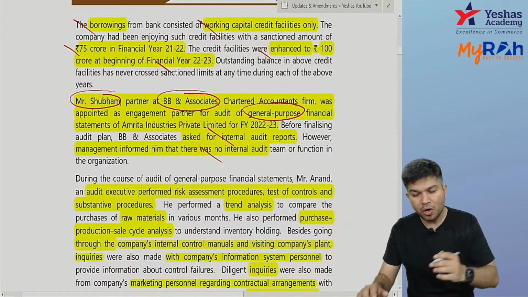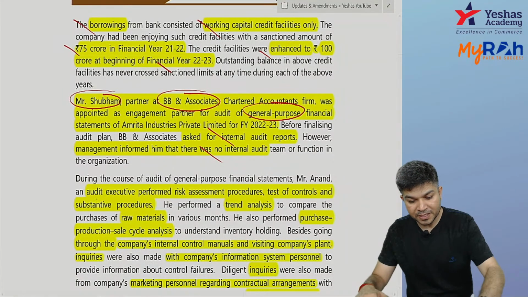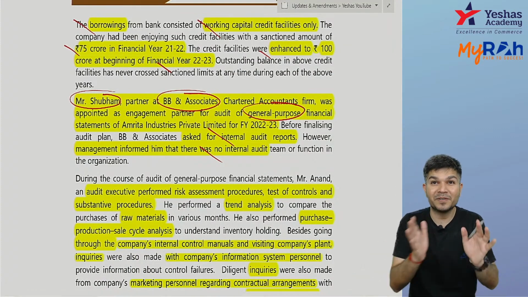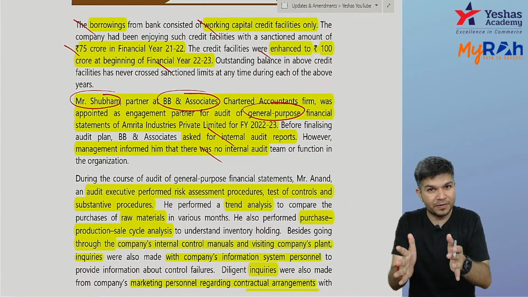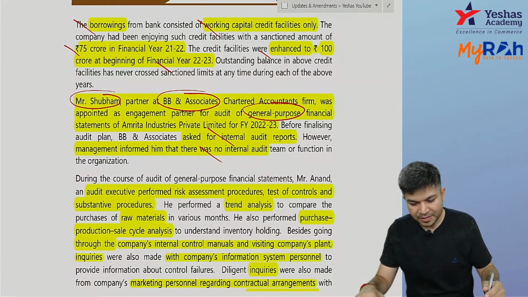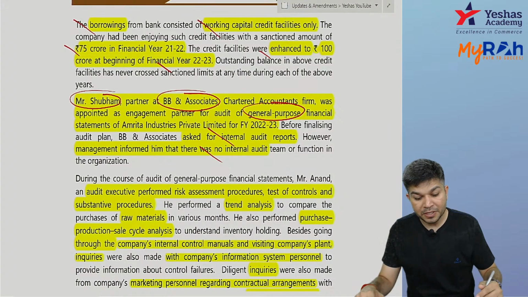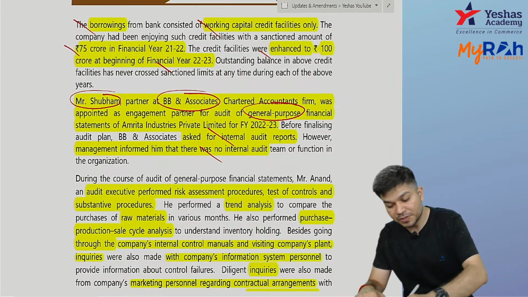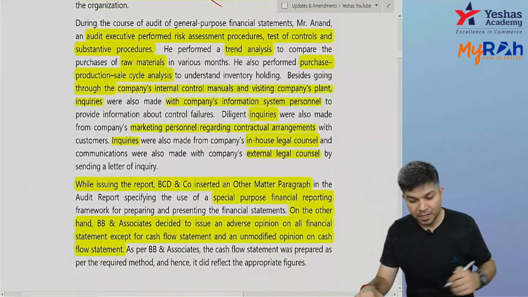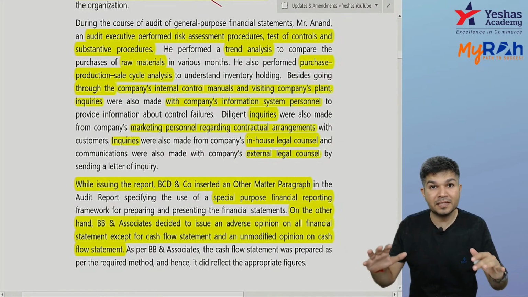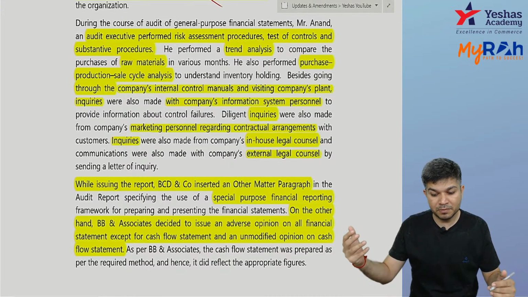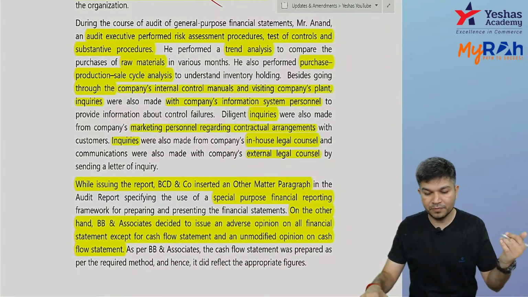Now, during the audit of the general purpose financial statement, the team performed some risk assessment procedures, some tests of controls and substantive procedures. First comes risk assessment procedure, then test of controls, and then substantive procedure. They did some trend analysis of raw material, purchase, production, and sale cycle. They went through the internal control manuals, visited the company's plant, and did inquiries with the company's personnel. We did inquiries with marketing personnel to understand the contractual arrangement for customers. We did inquiries with the in-house legal department as well as the external legal counsel.